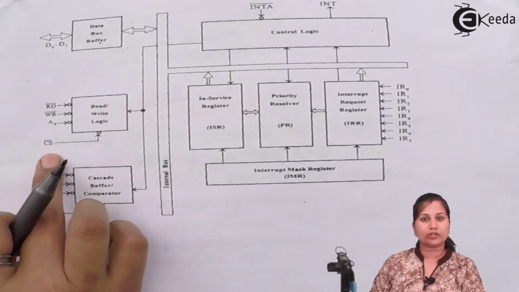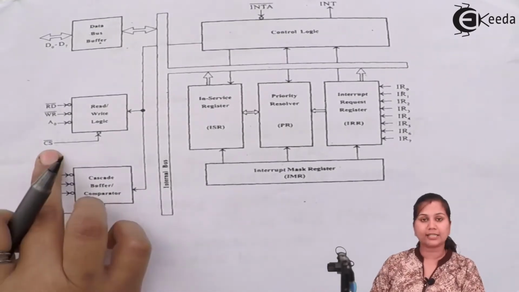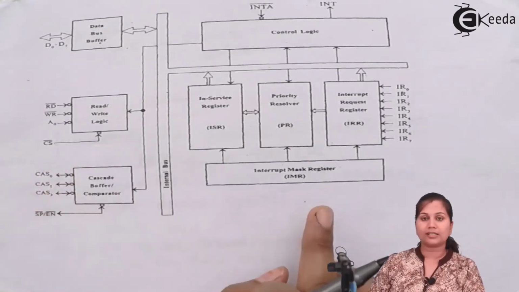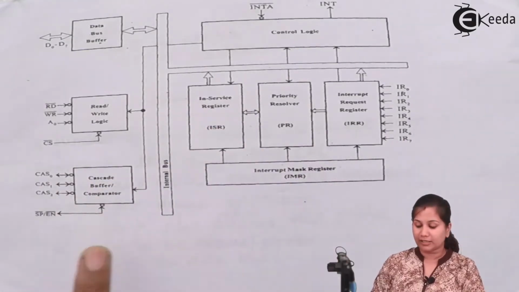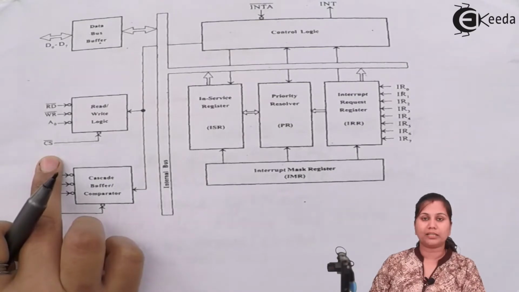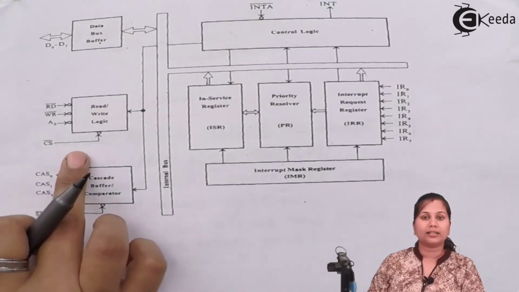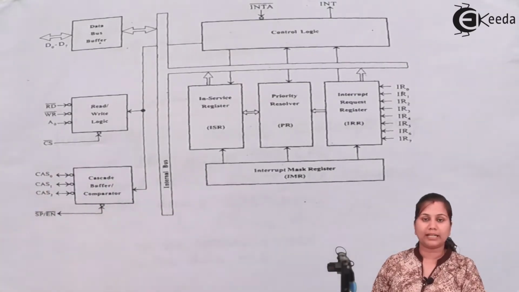CS bar is the chip select signal. When this signal is low, then only this chip 8259 will be selected. If it is not active, meaning if it is made 1, then this chip will not be selected and no communication will take place between the 8259 and the microprocessor.